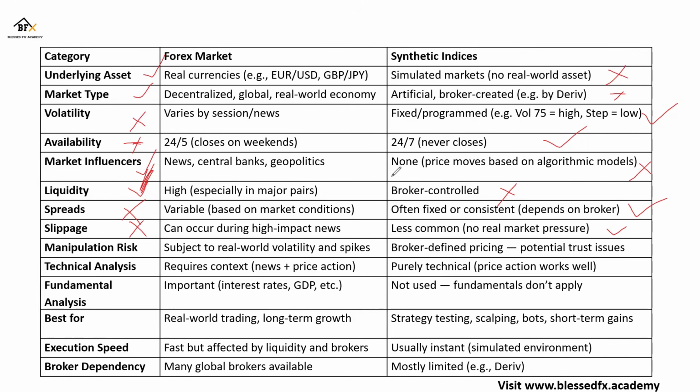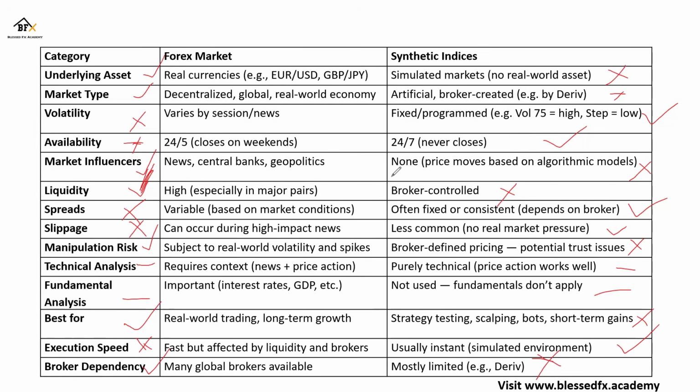Okay, so I think at the manipulation risk, yeah, this gets a bad year because it's manipulated by the broker. So this requires news and price action. Honestly, it depends on how you see it. Some persons like to trade news, some persons don't. Fundamentals, some persons want the fundamentals, some persons don't. So real world trading, long-term growth here. Short-term, not really. Execution speed, this one is best here because it's instant. So broker dependency, I'm going to give this a good and a bad here because it's just few brokers.